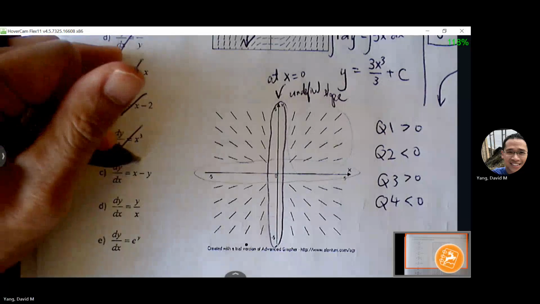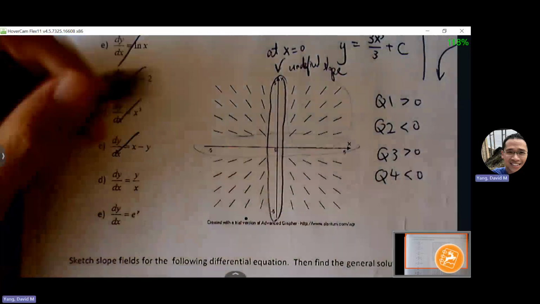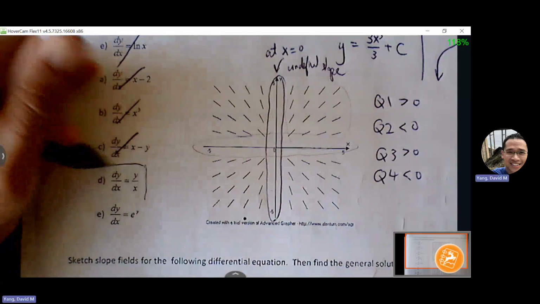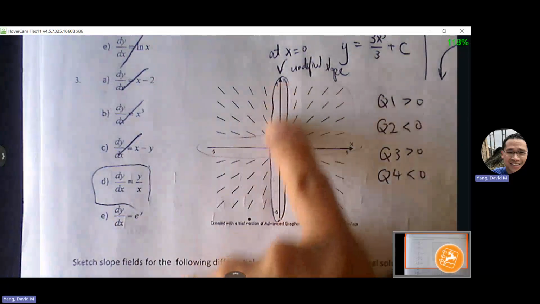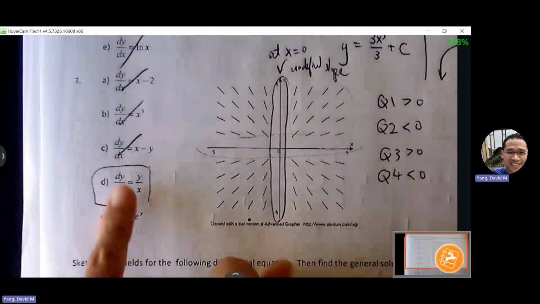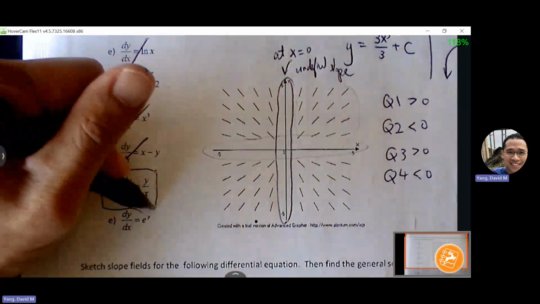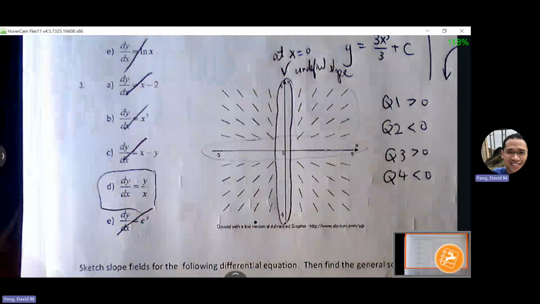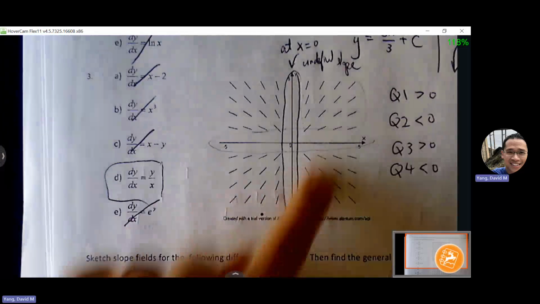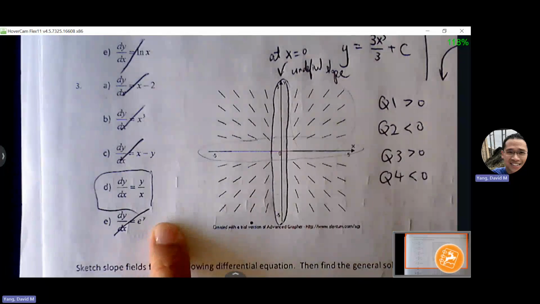There you go. y over x, keep it. We can keep that, right? And also this matches nicely, right? That undefined slope, divided by x, is going to work. e to the y, we can remove as well, because e raised to anything is positive, so everything should be showing positive, but we're not seeing that.